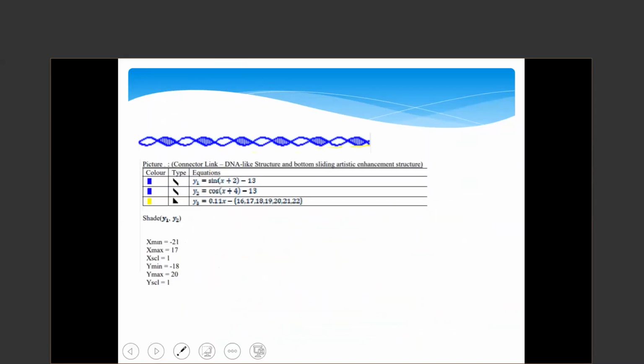DNA. So the shading is obviously above Y1, below Y2. So you only shade those parts. Those parts that are not above Y1 and below Y2 will not be shaded. And they use a family of curves.